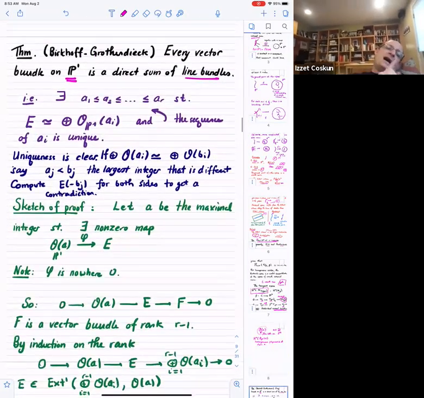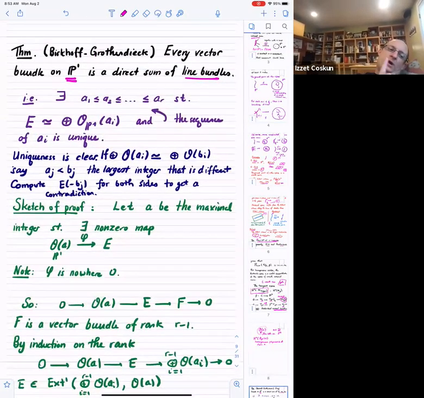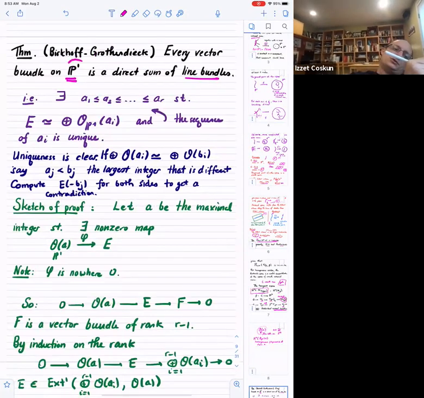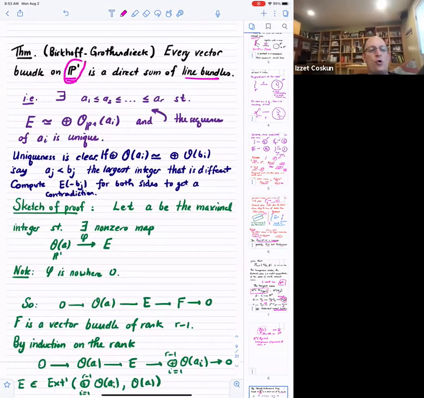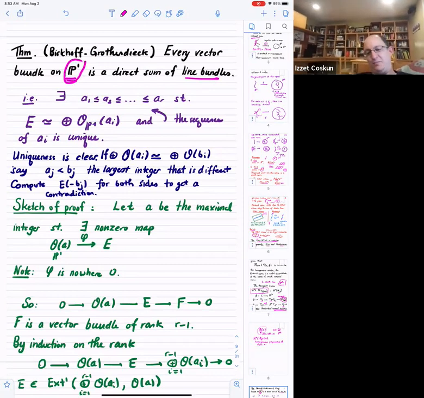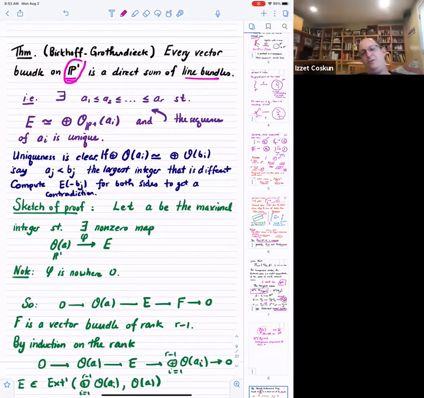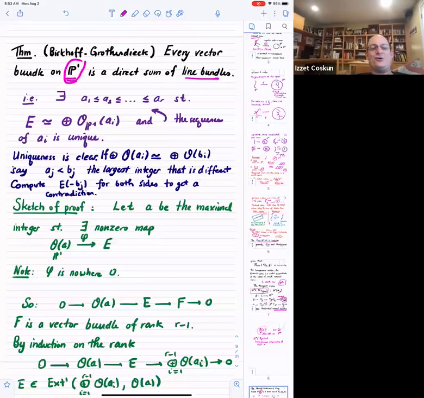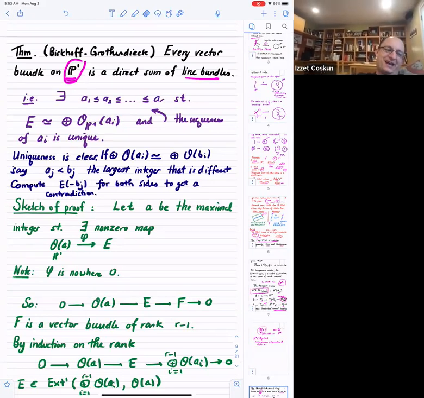Okay. So now the amazing theorem on P1, and this is very, very special to P1, is that there are no interesting vector bundles on P1. One way you can make vector bundles is to take the direct sum of line bundles, right? On any variety, if you take a direct sum of line bundles, you get a vector bundle. But most varieties have lots of much more interesting vector bundles that are hard to understand. But on P1, there are no interesting vector bundles.